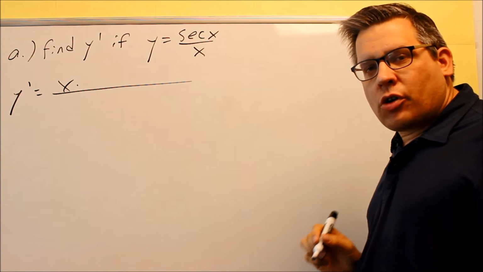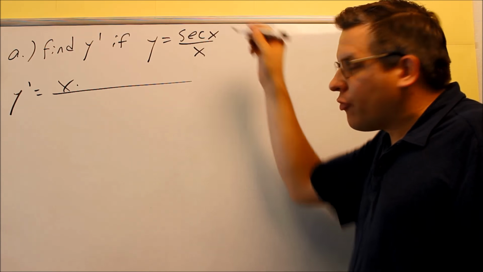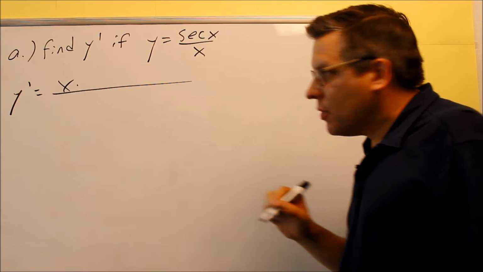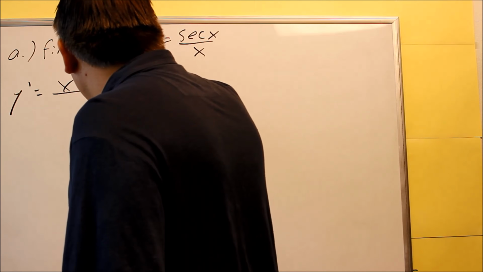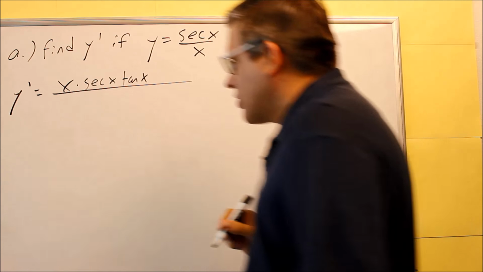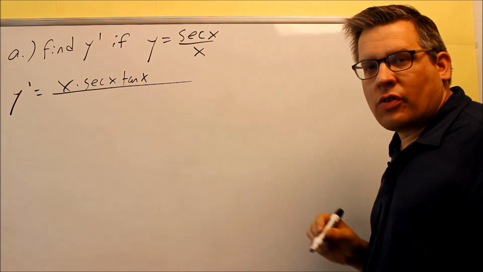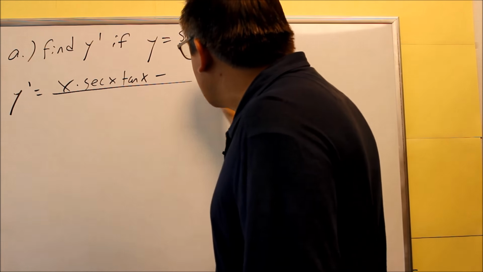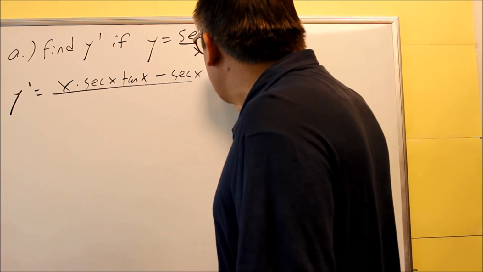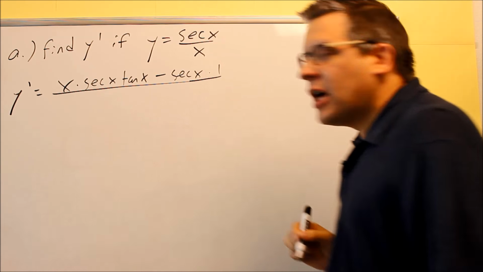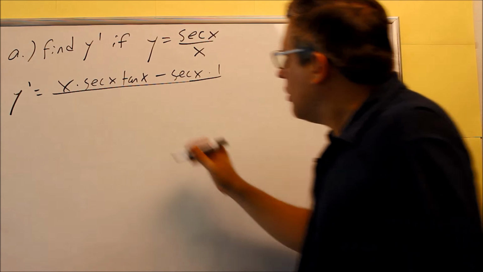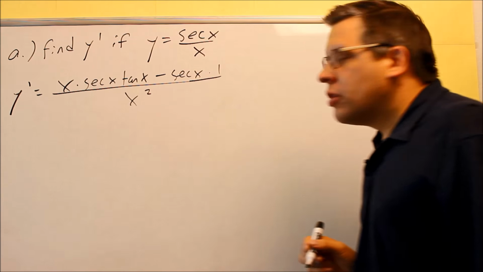The derivative of secant, we're going to do that automatically. So we're going to apply the formula for it we talked about earlier. That's secant x tangent x. So we've got bottom times the derivative of the top. We've got a minus the top thing, secant x, times the derivative of the bottom, derivative of x is 1, over the bottom squared.